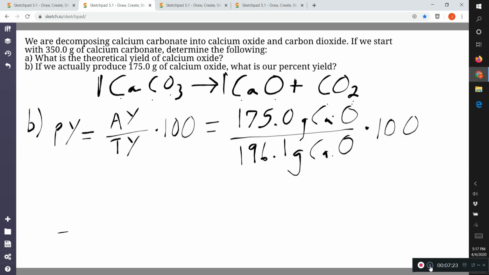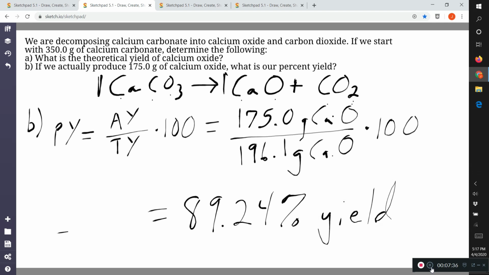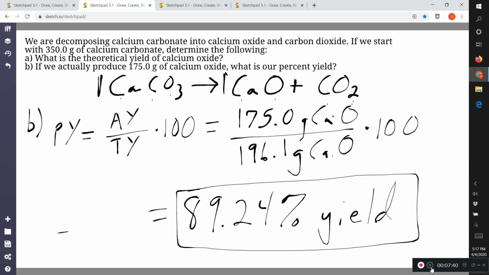So we do the calculation and we get about 89.24% yield. And that's how we commonly refer to it, as percent yield. You could say percent yield of calcium oxide.